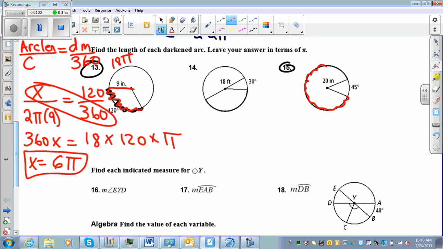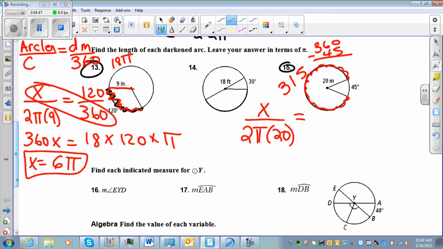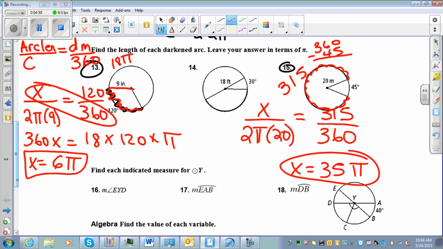And for number 15, you do the same way, but in this case, this is the darkened area. I think in the class I did the 45 degree, but when I look at the problem, this is the side, the arc length they're looking for. So you have to do 360 minus 45 to find the degree measure, which gives you 315. So what I will do is x over circumference of the circle is 2 pi times 20 equals 315 divided by 360. And you cross multiply, I think x would give you 35 pi is what the answer would be.